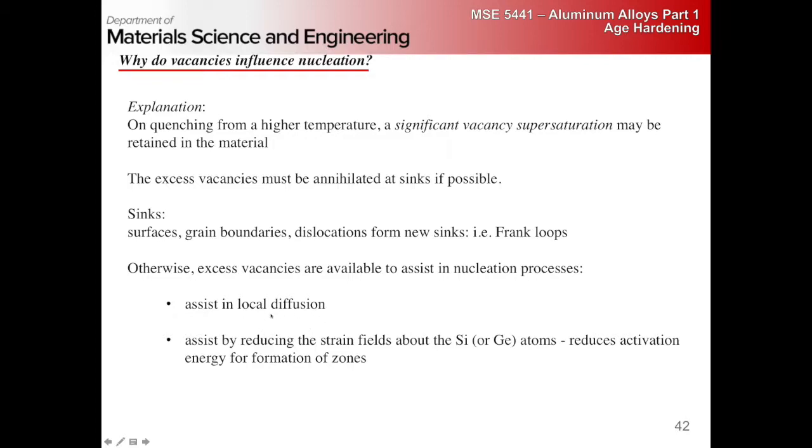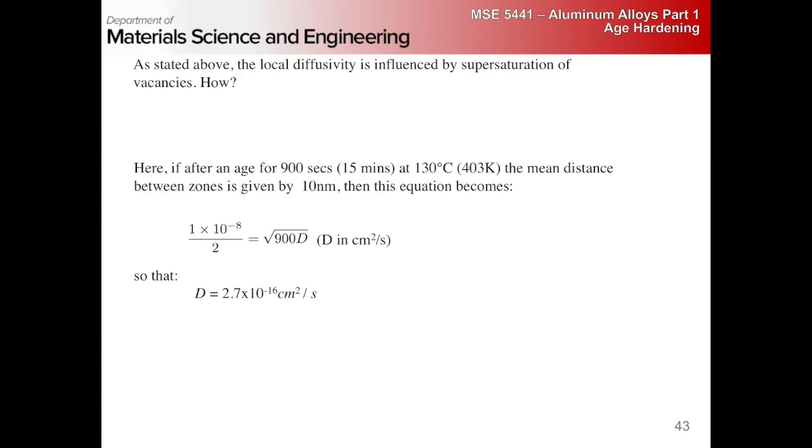They're going to greatly affect the local diffusion, and they're also going to relieve the stress and strain fields around larger atoms, so in aluminum, silicon, or germanium. And it is that reduction in strain that is going to give us a reduced activation energy for the formation of GP zones.